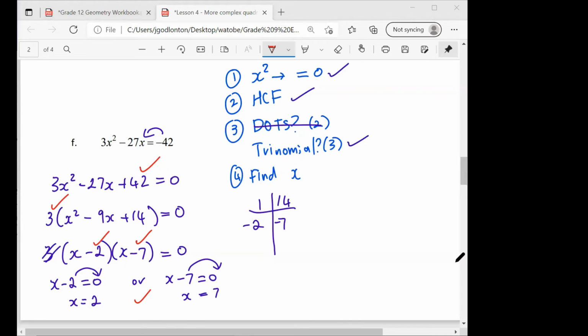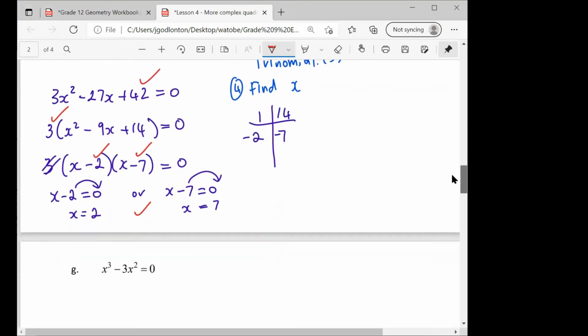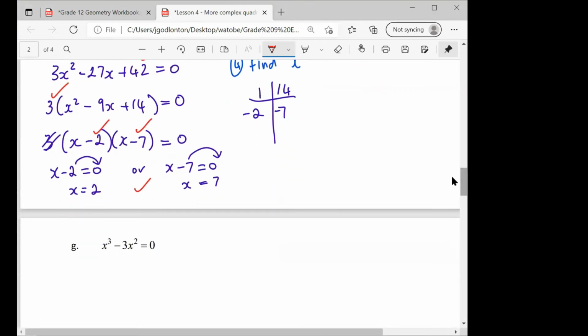Okay, let's have a look at our next question. Let's move through to G. Now G is, I am being a little bit nasty in G because it's an x cubed. Normally we don't give x cubes in grade 9 because we try and stick with quadratics, but I feel like you can do this question.